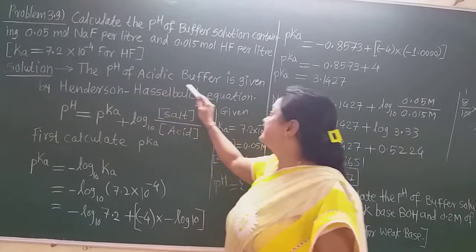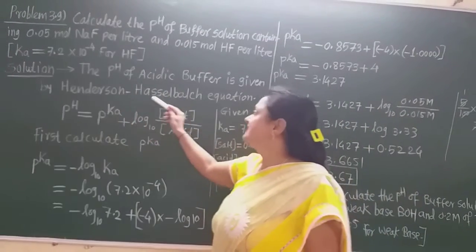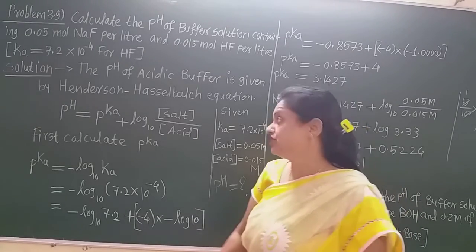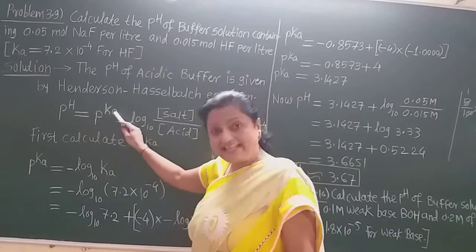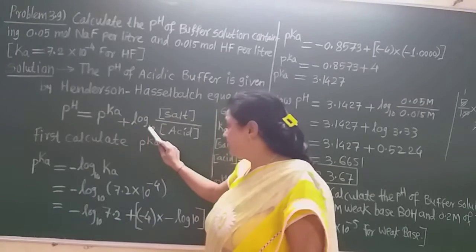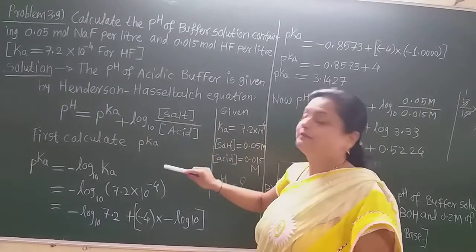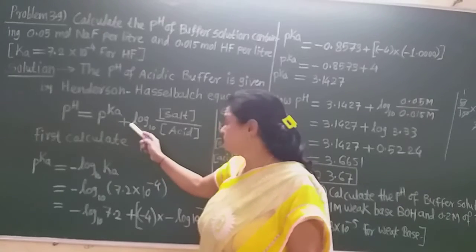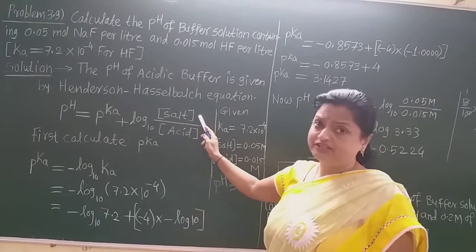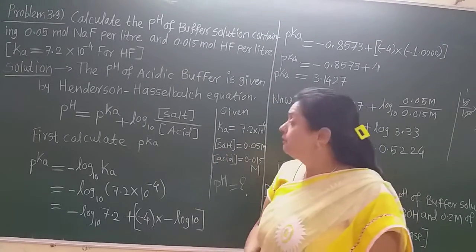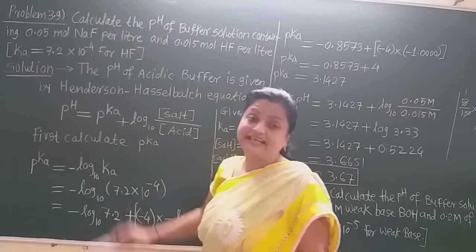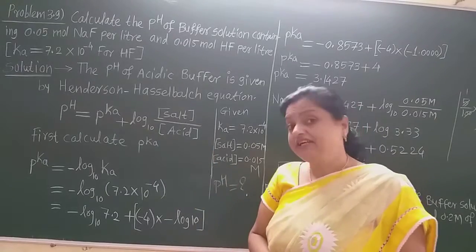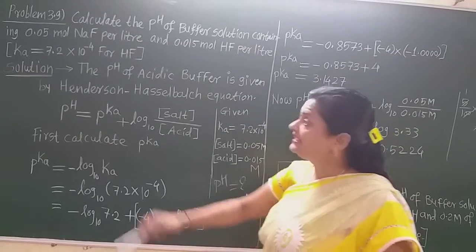Now the pH of an acidic buffer is given by the Henderson-Hasselbalch equation. You must remember that equation in the examination. So pH is equal to pKa plus log to the base 10 of concentration of salt divided by concentration of acid. Very simple equation. In that there is the pKa and log to the base 10 and concentration of salt divided by concentration of acid. But first we have to calculate this pKa, then we can calculate the pH, because pKa is not given directly. Only Ka is given.